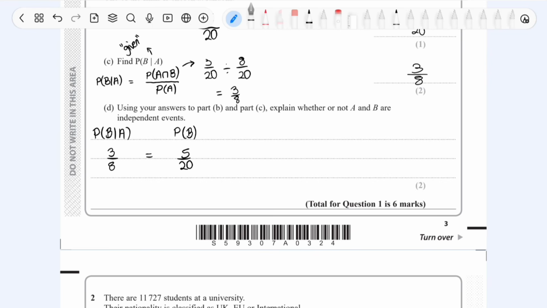So if the probability of B given A is equal to the probability of B, then they must be independent, because A clearly has no effect here. But if you look at it, 3 over 8 is not equal to 5 over 20. In fact, this means that they can't be independent. And this is basically the reasoning you have to give: that the probability of B given A is not equal to the probability of B. So what you'd write is that 3 over 8 is not equal to 5 over 20, so they are not independent.